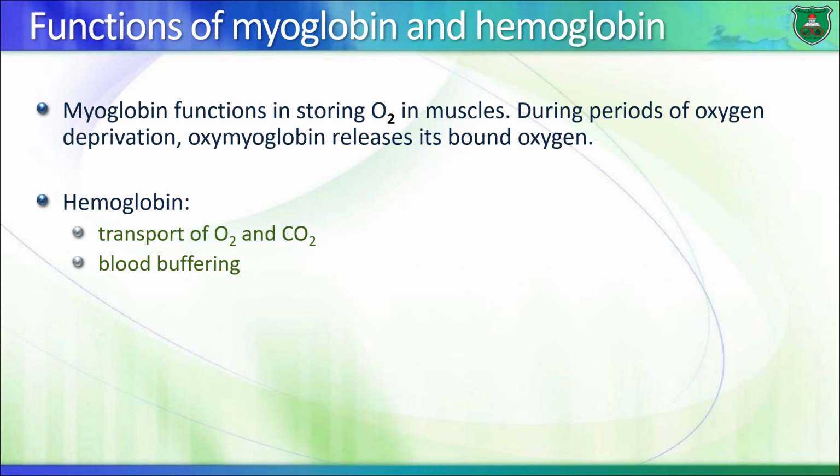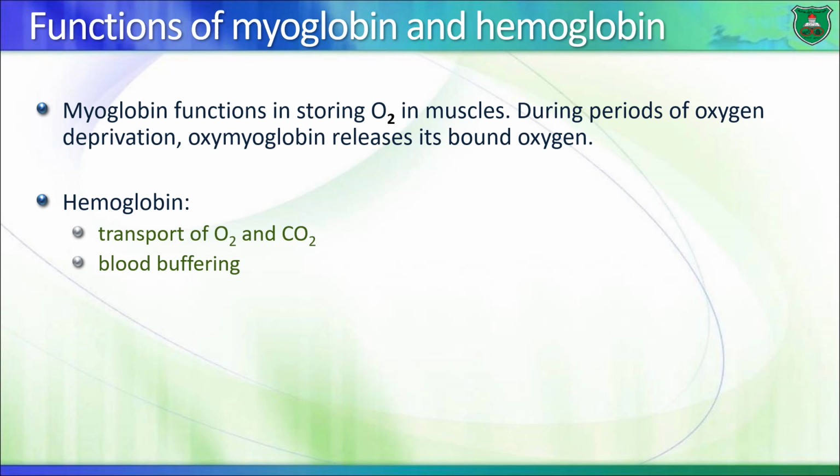So basically, in cases of hypoxia, that is when oxygen pressure is very, very low in muscles, then myoglobin releases oxygen. Now, the oxygen-bound protein is known as oxymyoglobin, and the oxygen-free protein is known as deoxymyoglobin.